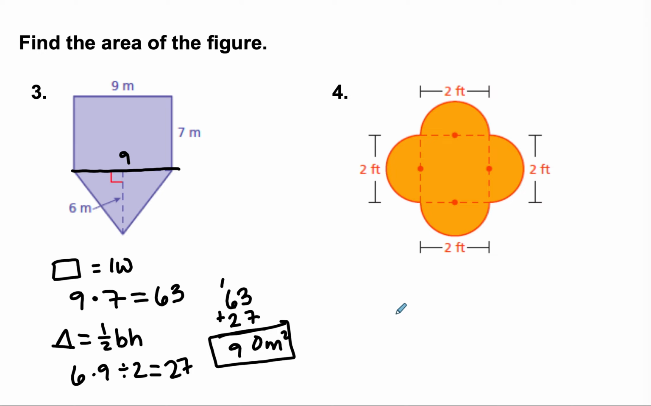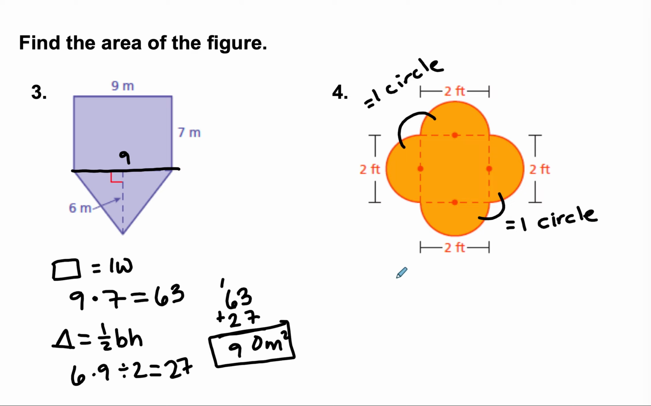All right. So for this next one, number 4, I have 1, 2, 3, 4 semicircles. But if I think about these as being circles, I have these two that equal 1 circle. That looks like 10. I'm going to actually write the circle so it doesn't look like 10. Those two equal 1 circle. These guys together equal 1 circle.